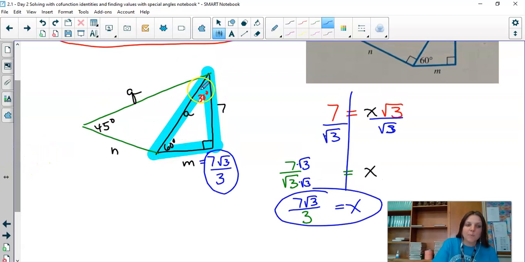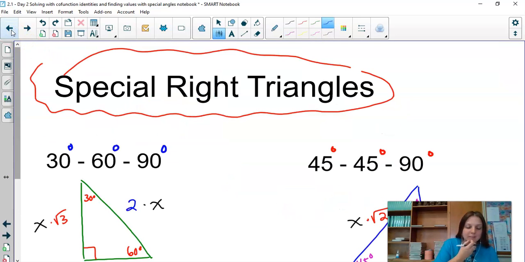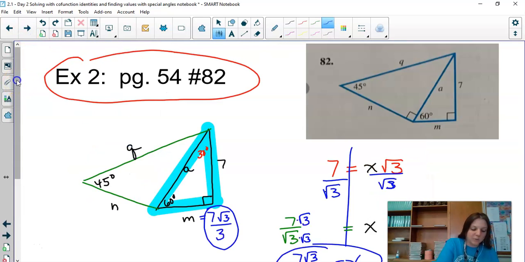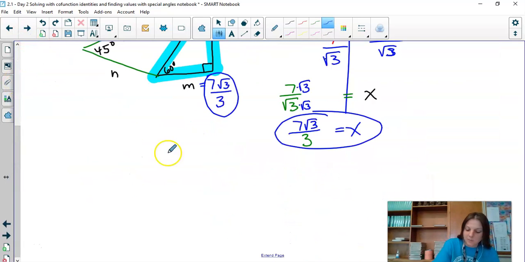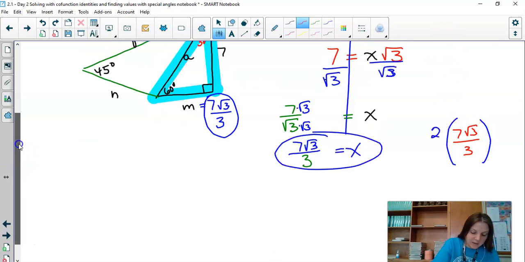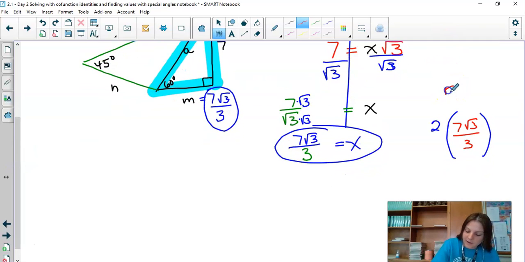Side A is your hypotenuse, and according to this, the hypotenuse is twice as much as what we just found for this smallest side. So we're going to do 2 times what we just found, which was 7 root 3 over 3. And this is going to be side A. So we're finding A, the hypotenuse.